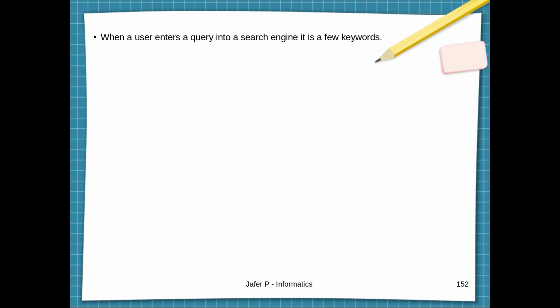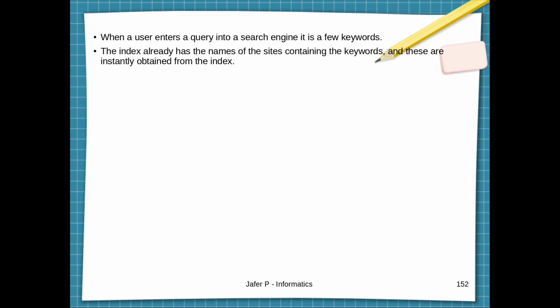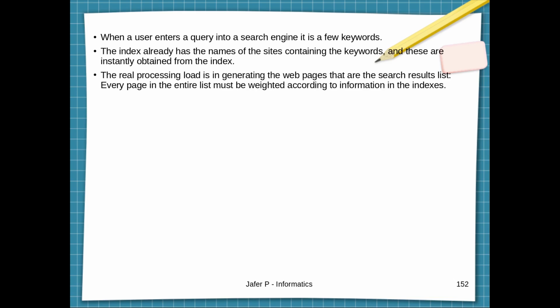Then when a user enters a query into a search engine, it is a few keywords, right? The index already has the names of the sites containing the keyword, and these are instantly obtained from the index. I told you, from the index you will get the data one by one. The real processing load is in generating the web pages that are the search result list. There you can see the search result list. Every page in the entire list must be weighted according to the information in the indexes. Indexes will tell you which page or which link will come first, right? So accordingly you will see the list of links.